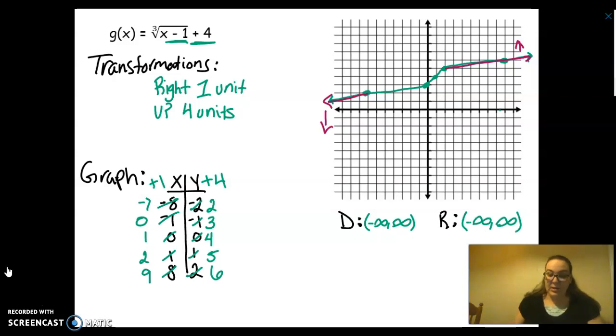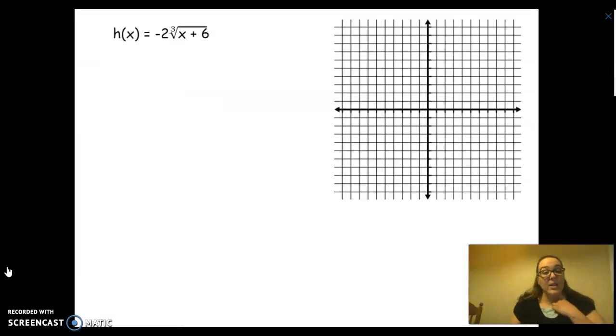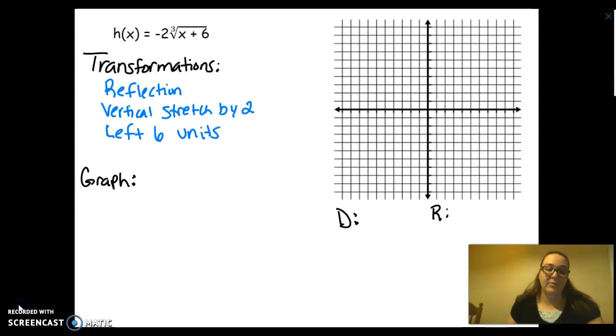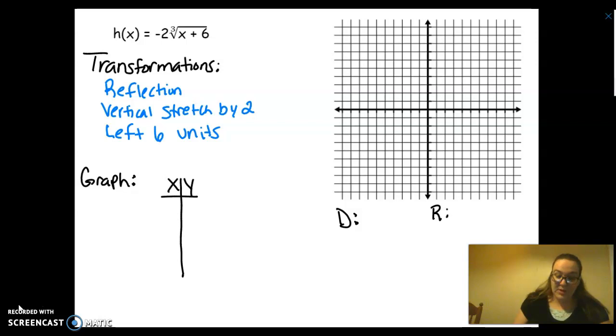Alright, here is the next one. We're going to do the same thing. Name the transformations and graph it in domain and range. Alright, there are those transformations. Go ahead and pause this. Because we know how to make our changes to our table, go ahead and pause this. I'm going to make my table here, and I want you to put the transformations in the right spot on your table.